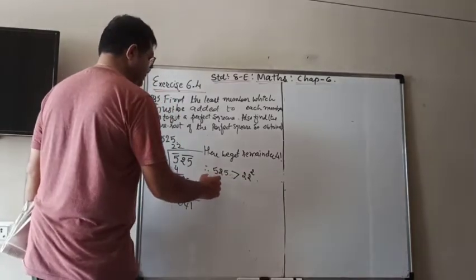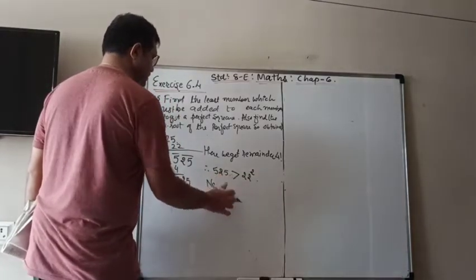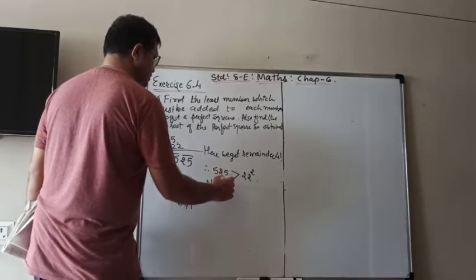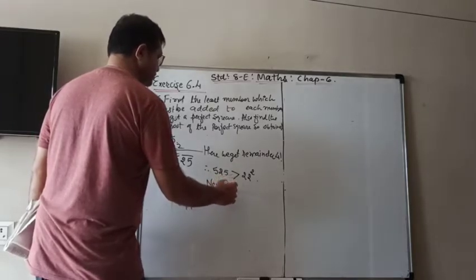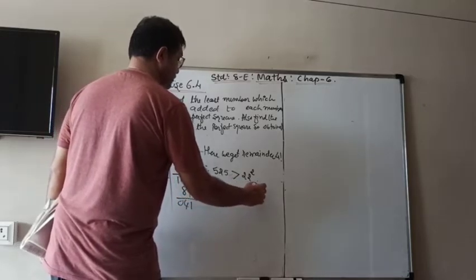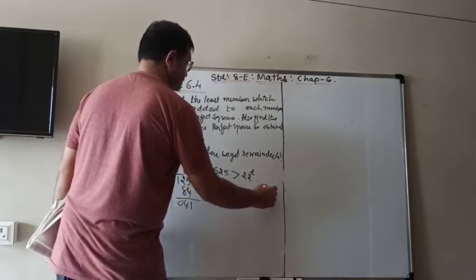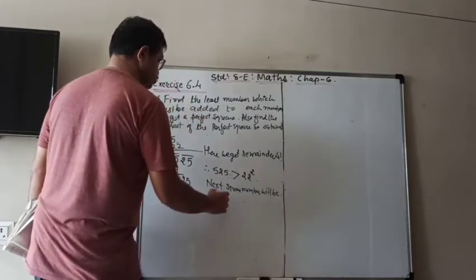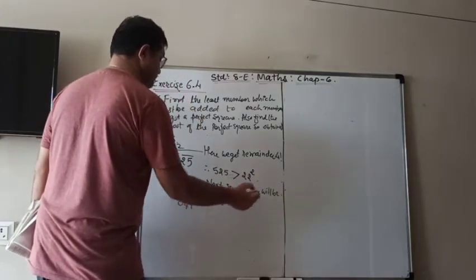Now the next square number will be 23 square.